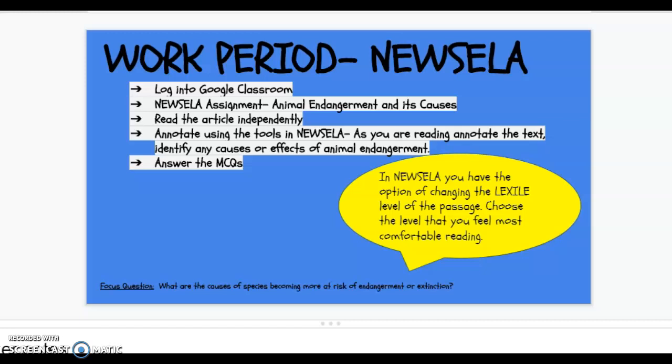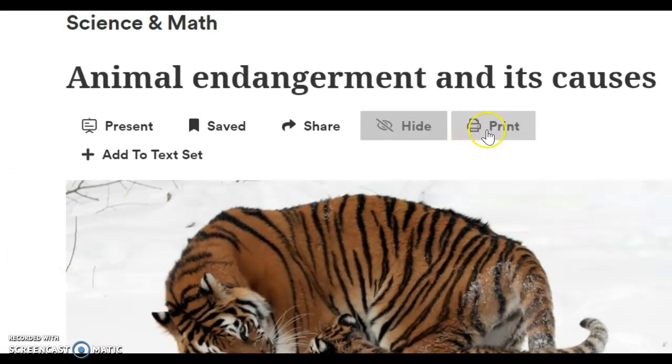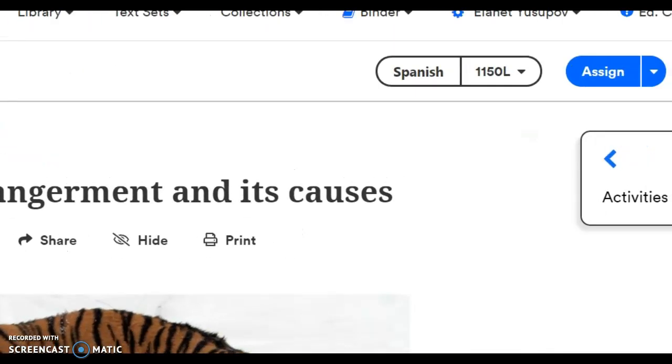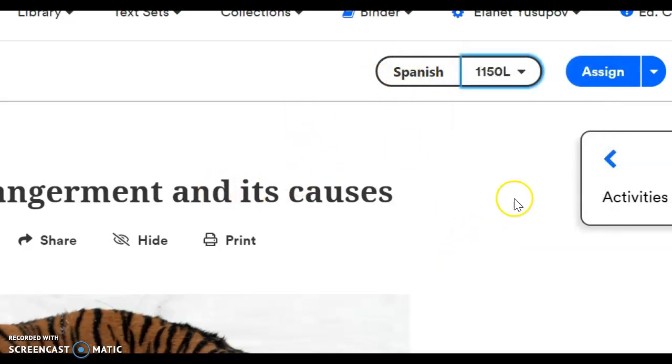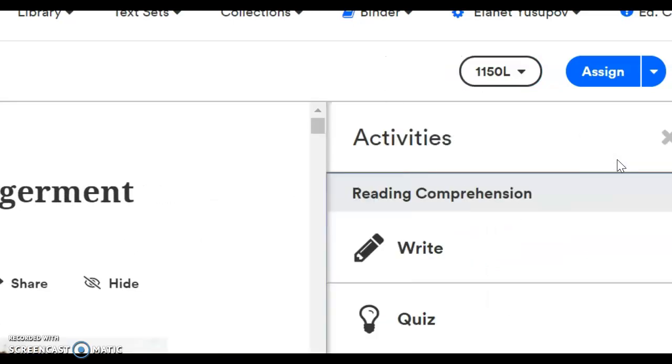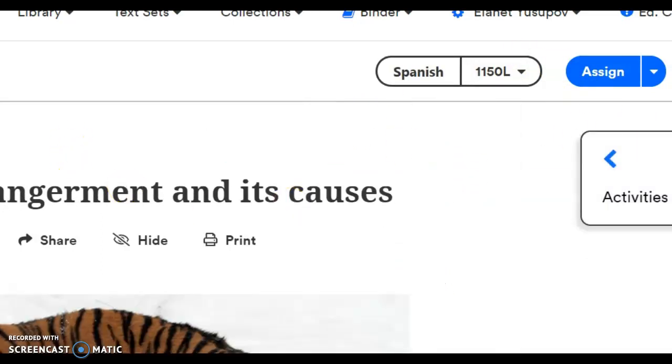Just for you to see the article, it is this one. All right, this article. And up here, you can change the lexile levels to what suits you best. And then as you could see here, we have a Spanish version as well. Then you will click on activities. And I want you to just do the quiz questions for today, which is 4 questions. All right, I'll go back now.